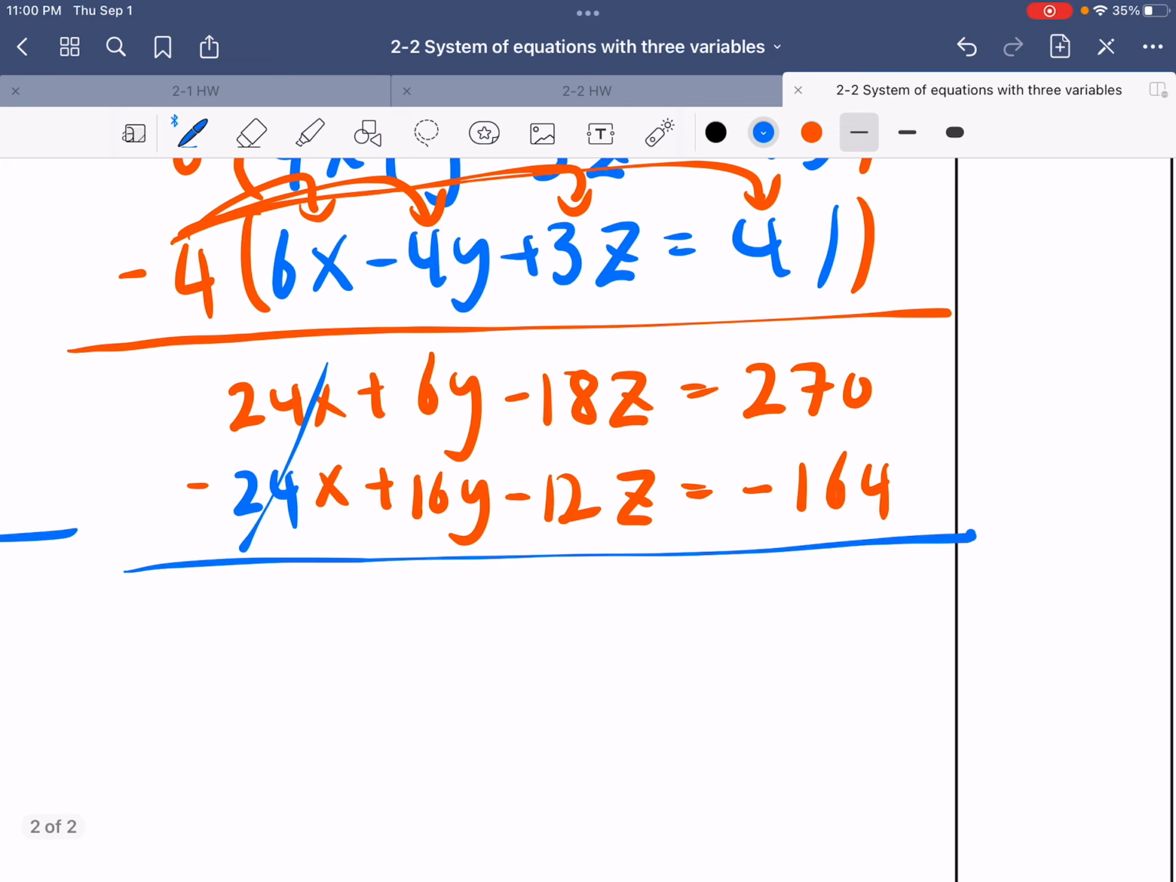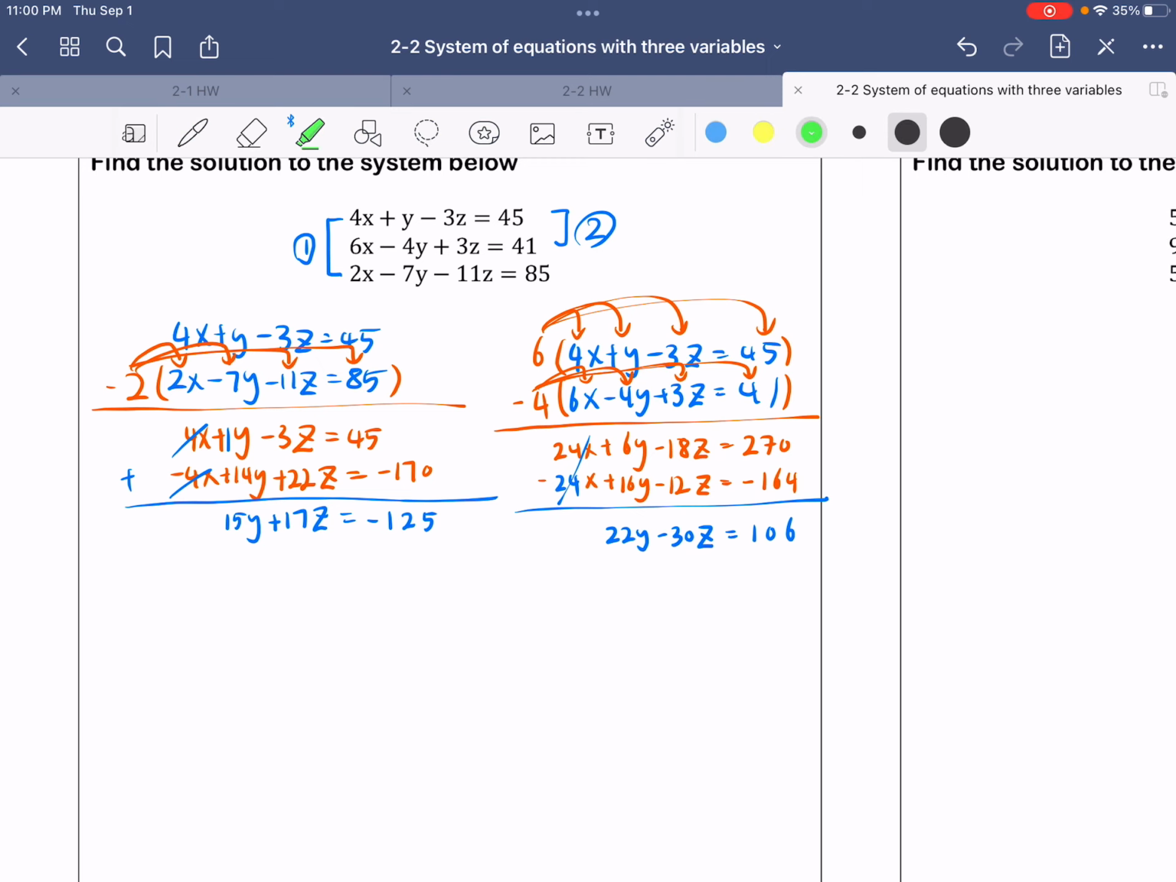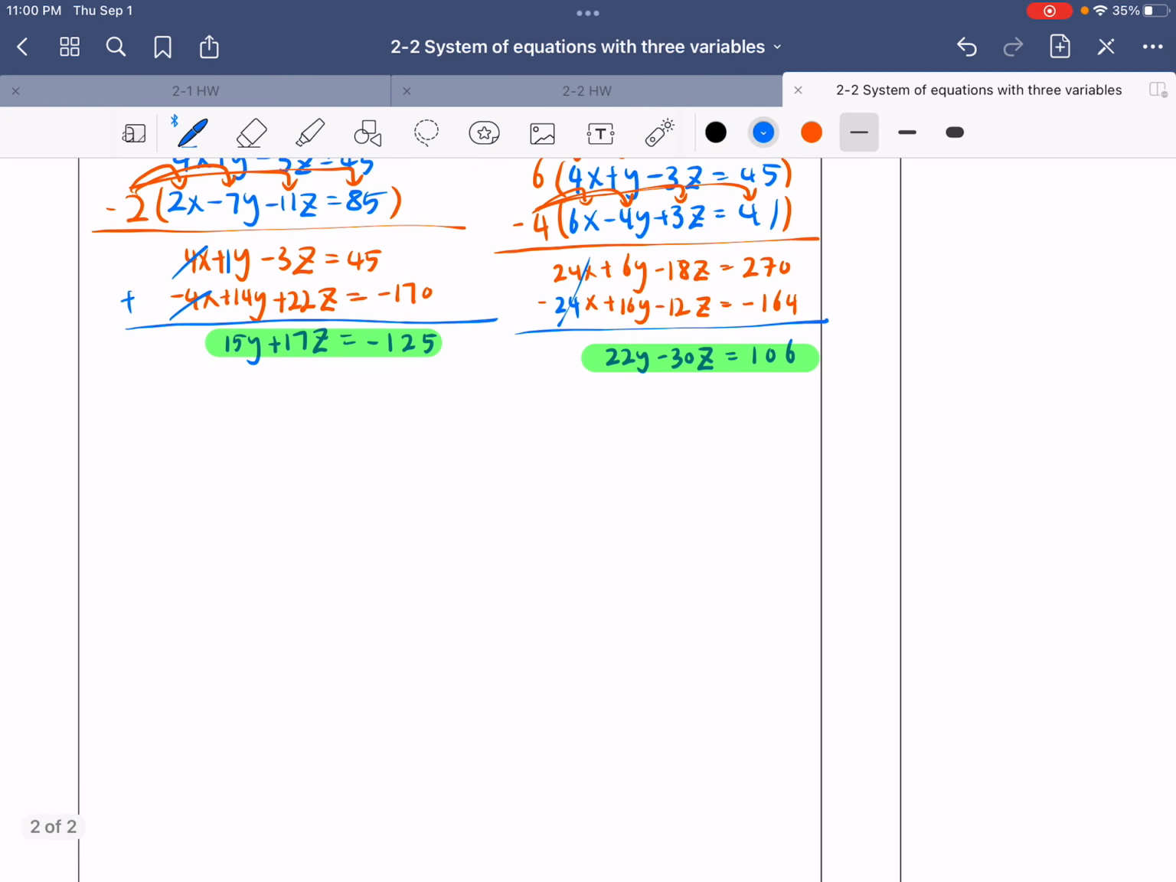So these two will disappear. Add 6y plus 16y will give you 22y. -18z minus 12z will give you -30z. -270 minus 164 will give you -106. All right? All right, so I got these two. Now highlight these two numbers. It's very simple. And copy these two numbers here.